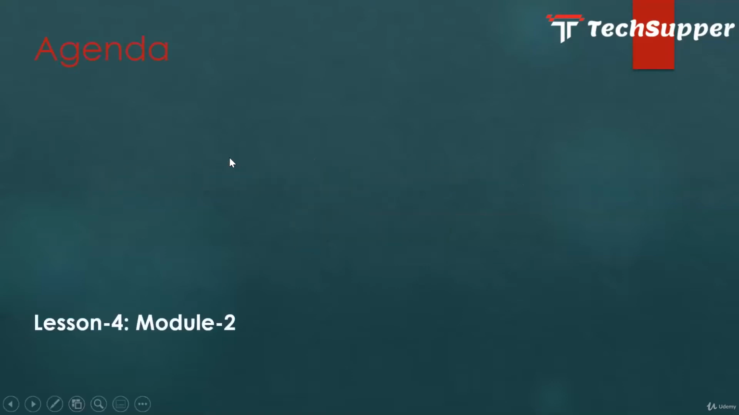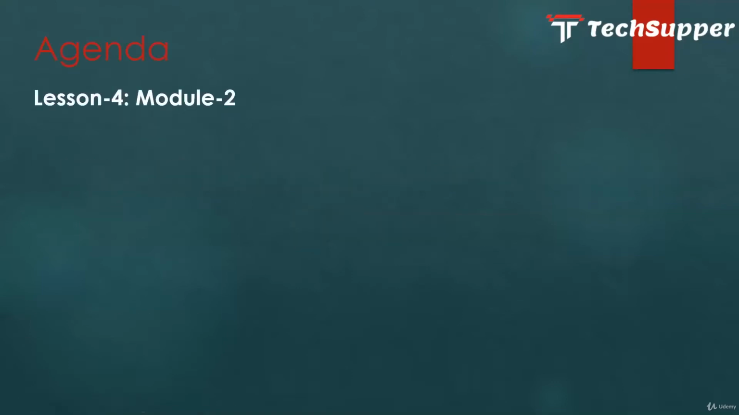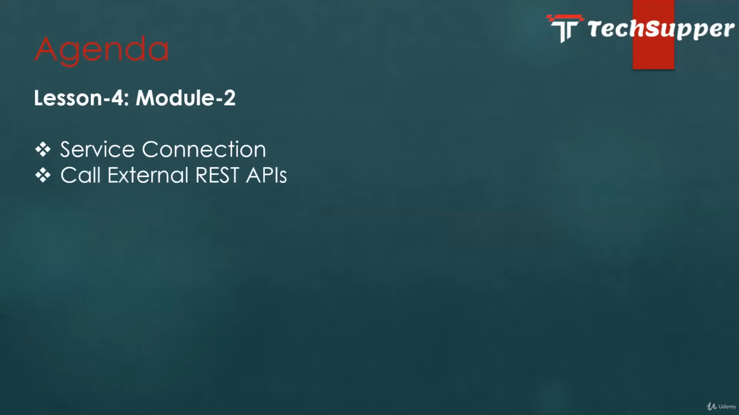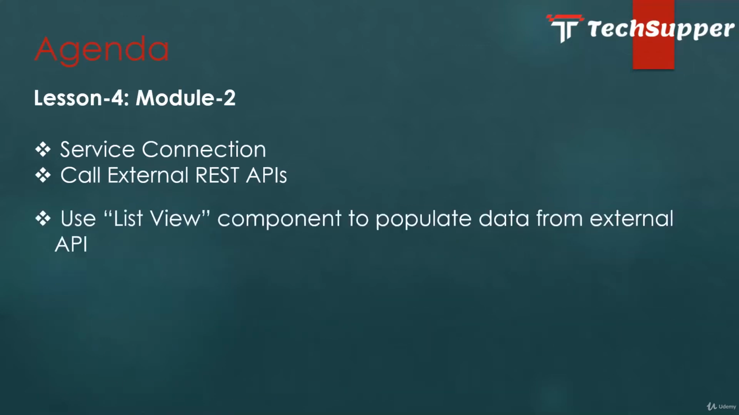So this video is part of lesson 4 and here we are going to cover a very important concept, the service connection. What is a service connection? How to call external REST APIs if there are external REST APIs which you want to consume in your VBCS application to push and pull data. How you can call such types of APIs in VBCS.